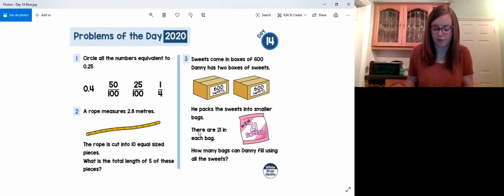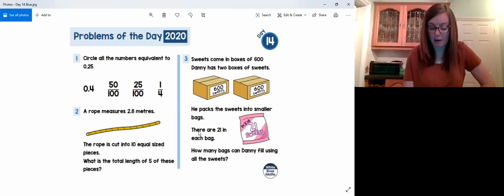And an extra question for you then, what's that in centimeters? 0.28 meters. Well, how many centimeters are in a meter?